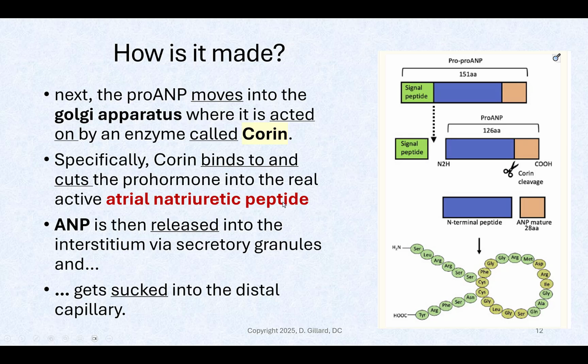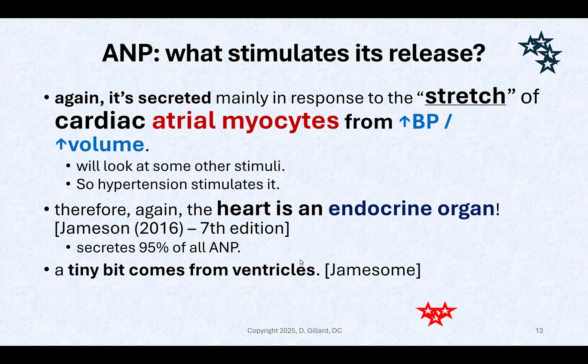And the ANP is released by the Golgi into these little secretory vesicles, and they bind to the plasma membrane, and they get released into the interstitium and sucked into the distal capillary. That usual story. So what stimulates its release? Again, it's the stretch of the cardiac atriomyocyte. What is the stretch from? Anything that increases blood volume in the atria. It's usually from hypertension or hypervolemia. There's other stimuli that can cause this, but usually it's from hypertension.